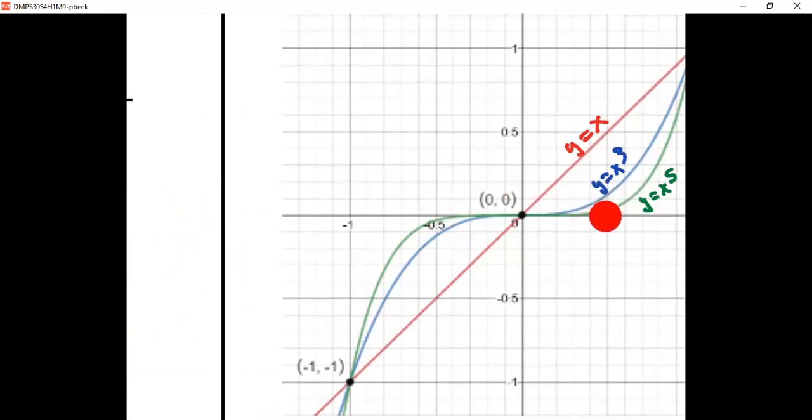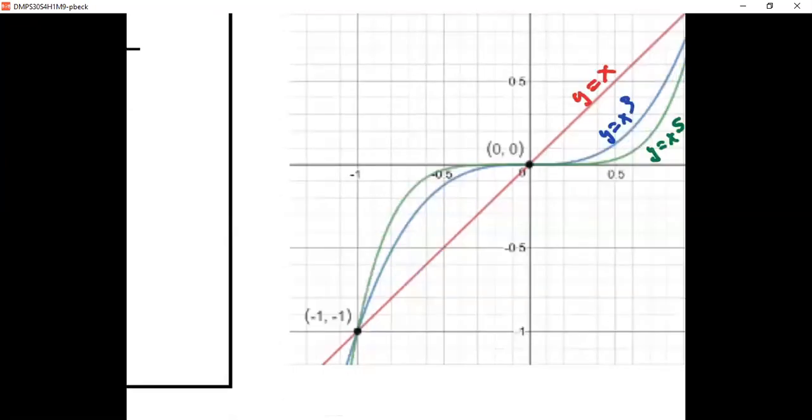0.5 to the fifth power is a number I can't think of off the top of my head, so I'm not even going to try, but it's a much smaller number. It's like 0.01 something. Anyway, those decimals, as they get raised to bigger powers, get smaller and smaller, and so they start hugging the x-axis a little bit more.